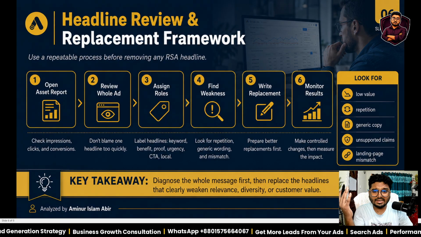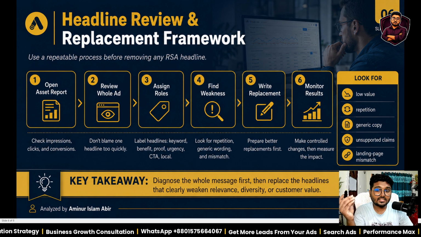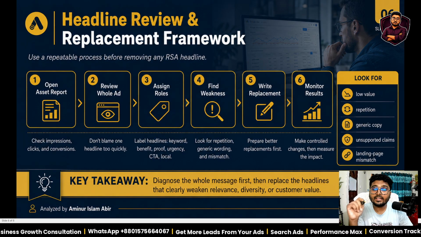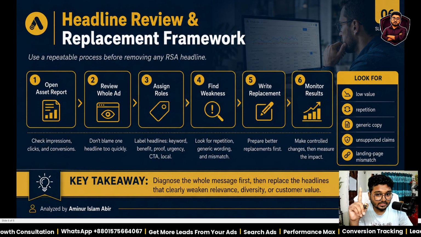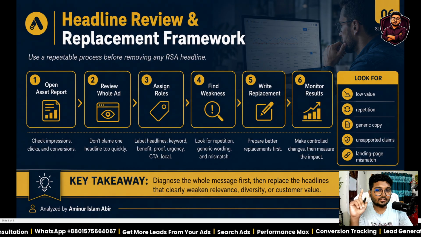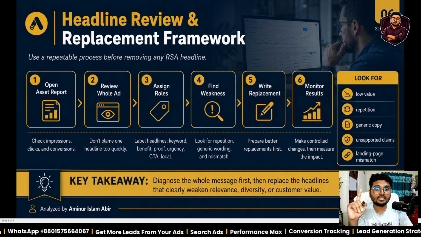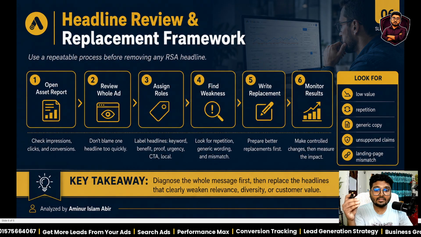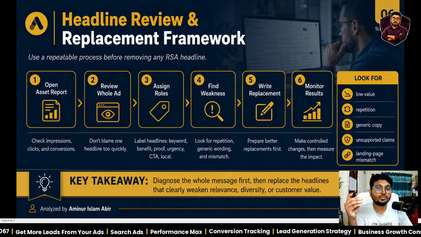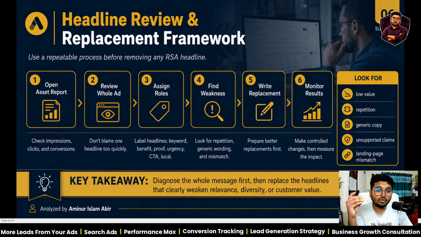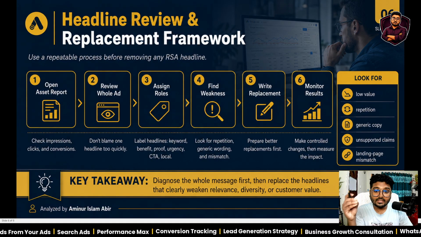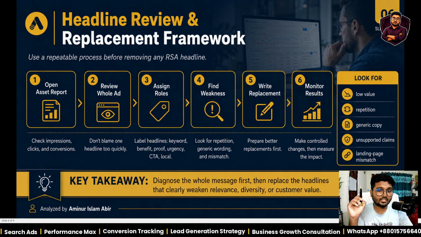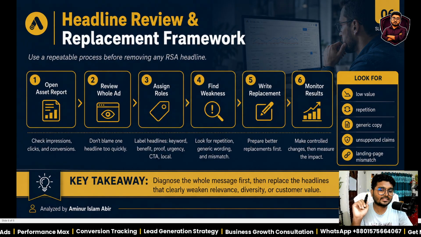Before blaming one headline, ask: is the ad generating qualified leads? Is the cost acceptable? Does the headline match intent? Is the search traffic relevant? A weak ad result may come from a poor keyword, wrong search term, a weak landing page, bad tracking, or poor lead quality. The headline is only one part of the system. The third step is to give every headline a role. Possible roles include keyword, benefit, proof, offer, local value, urgency, and CTA.